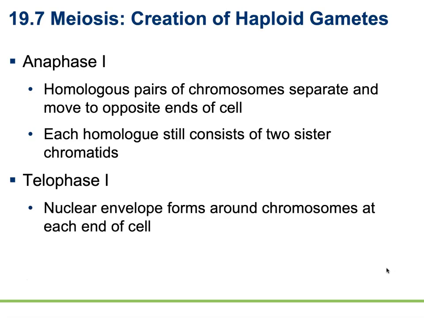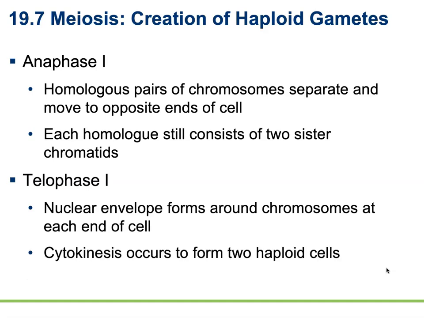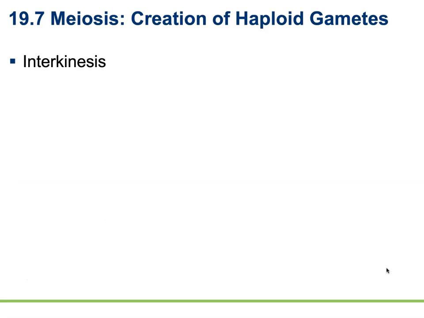Telophase I, the nuclear envelope is going to reform around those chromosomes at the end of each cell. Cytokinesis is going to occur and we're going to end up with two haploid cells. After that, we don't go into a phase or stage of interphase, because keep in mind, our process of meiosis is not yet done. We still have a whole other round to go.